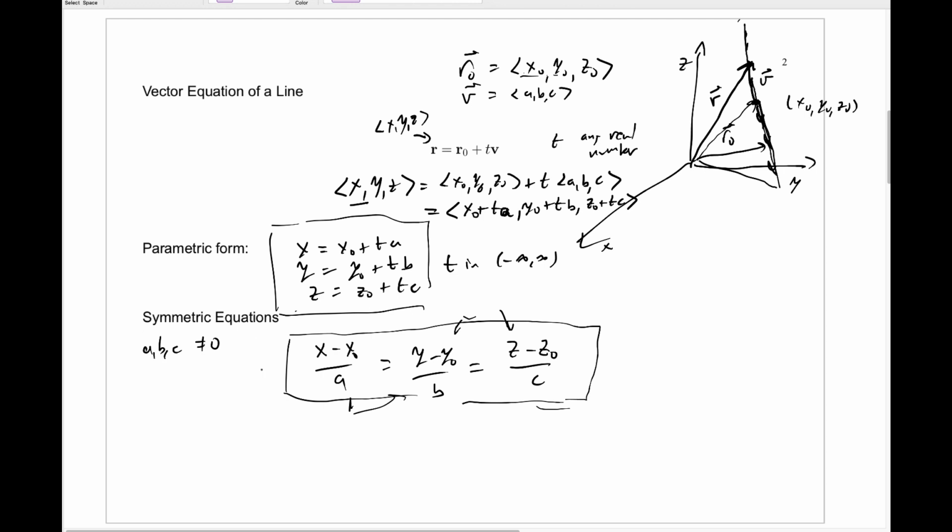Now, I say that's what we do if a, b, and c are non-zero because it only made sense to solve for t as long as, in the first equation, a was non-zero, in the second equation b was non-zero, and in the third equation c is non-zero. We're going to see in the examples coming up what to do if any of these coefficients are zero, and I think that will be made clear shortly.